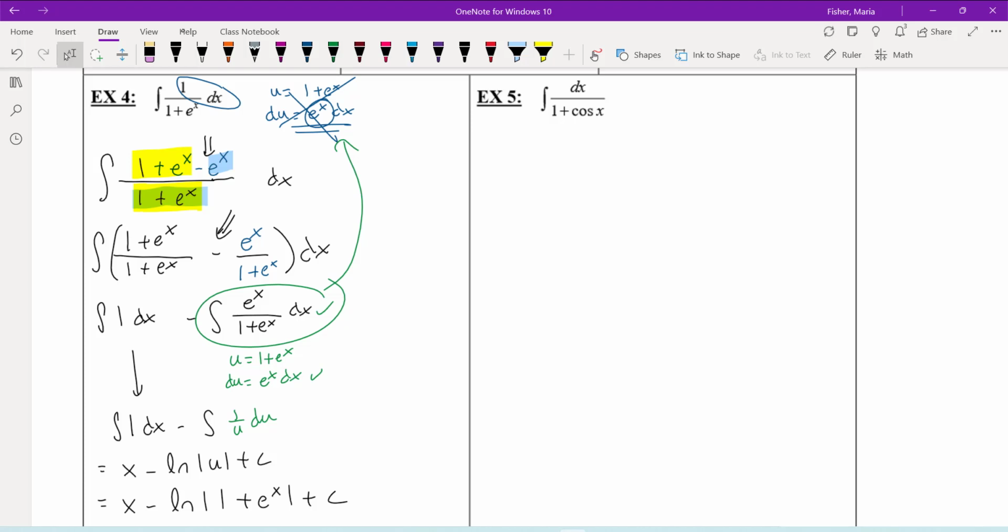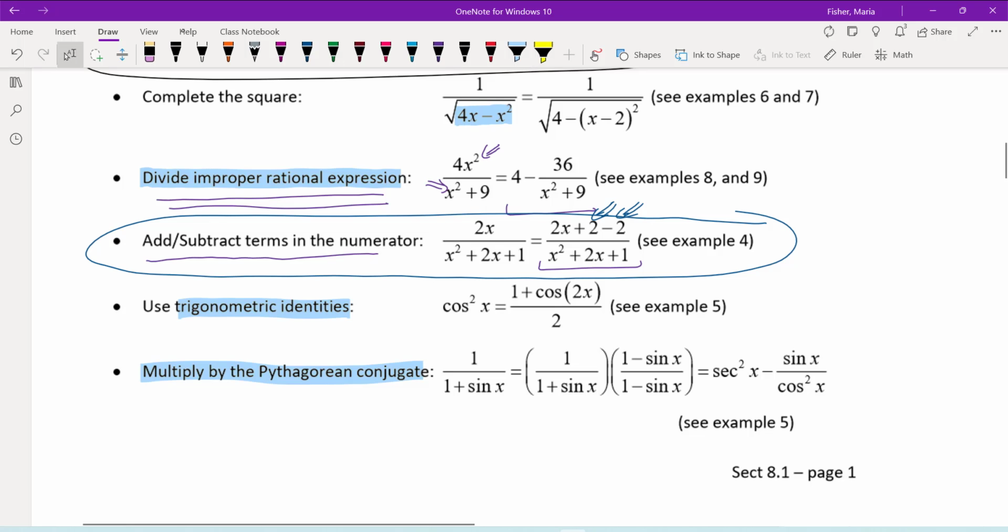What about number 5? Well, number 5 is not basic form, so I need to deal with it in a different way. I might try a u sub, but the problem is if I let u equal that denominator, 1 plus the cosine of x, the derivative du would be a negative sine of x dx. I don't have a negative sine of x, so I can't do a u sub. Well, what is it that I do have? I have 1 plus the cosine of x. This is trig, so I'm going to treat it a little differently. If you have something like 1 plus the cosine of x, you're going to be multiplying by the Pythagorean conjugate and then using a trig identity to get yourself into something that you can integrate.